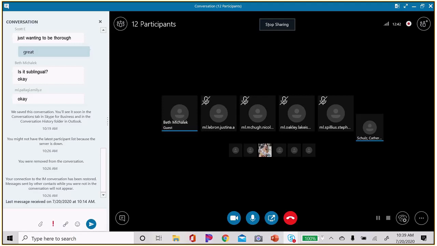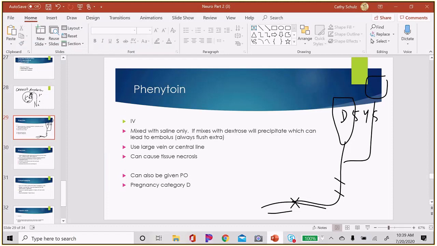That's a good question. It just depends on how the tubing is. So in this scenario where I had the maintenance fluid and then the Dilantin, if I had a central line, and you'll have the three lumens poking out, I could run the D5 45 in one and run the Dilantin in another and not have to worry about them mixing.